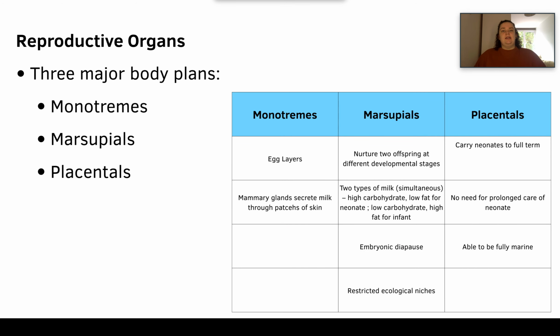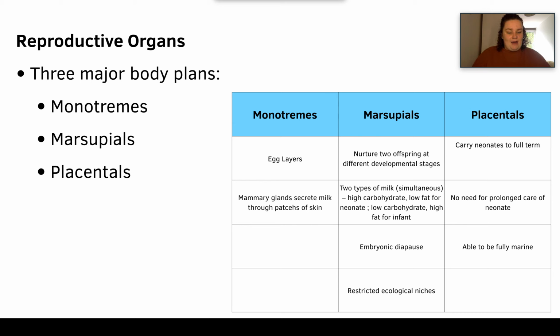So another key definition between them all is the reproductive organs. There are 3 major body plans that are extant today, which are the monotremes and the marsupials and the placentals. So monotremes are egg layers. They have mammary glands which secrete milk through patches of skin. I've realised that I've spelled patches wrong.